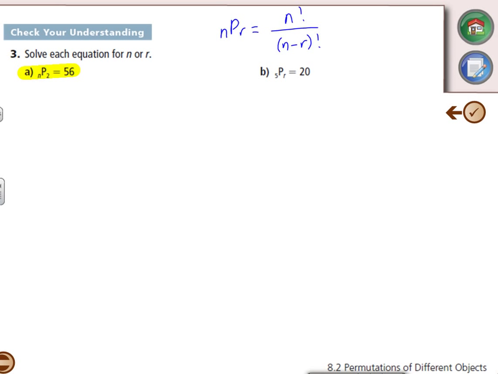There, throw it up out of the way. Now, let's plug it in. So we've got 5 for the n. We'd have to solve for r. So we've got 5 factorial over 5 minus r factorial. That equals 20. Well, I know what 5 factorial is. I can punch that into my calculator. 5 factorial gives me 120.